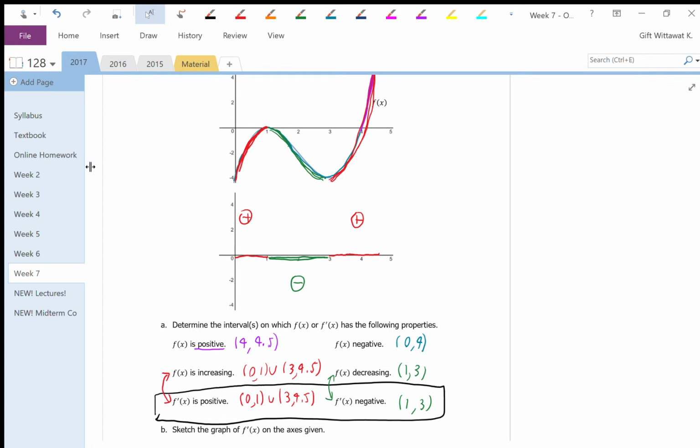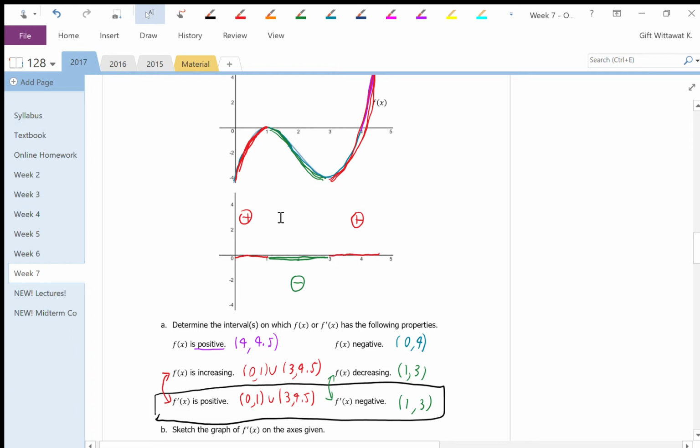So basically, this is what's going on here. I look at the graph of my function. I see that it's increasing on the red piece. The red piece is going up, so it's increasing. Because it goes up, the derivative has to be positive. Because the derivative has to be positive, it has to lie above the x-axis from 0 to 1 and from 3 to 4.5, which is the red interval.